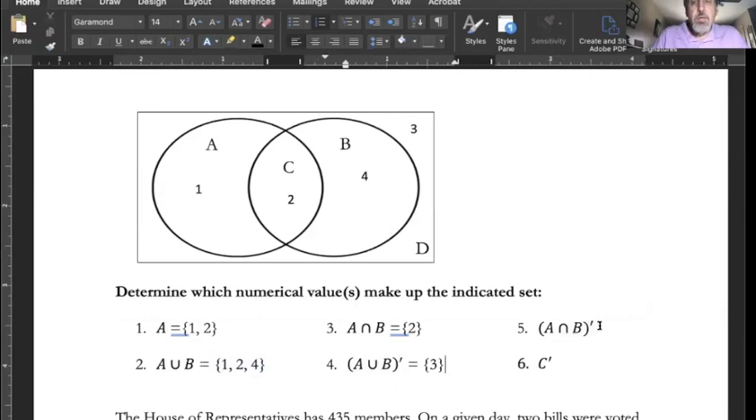By the same token, over here in number 5, let me widen this a little bit so we don't run into any issues. We already found the intersection of A and B in problem number 3. So we want the complement of that same intersection. Well, the complement is going to be everything in the universe except for the number 2. So clearly, that would be the numbers 1, 3, and 4. Hopefully that's making sense.